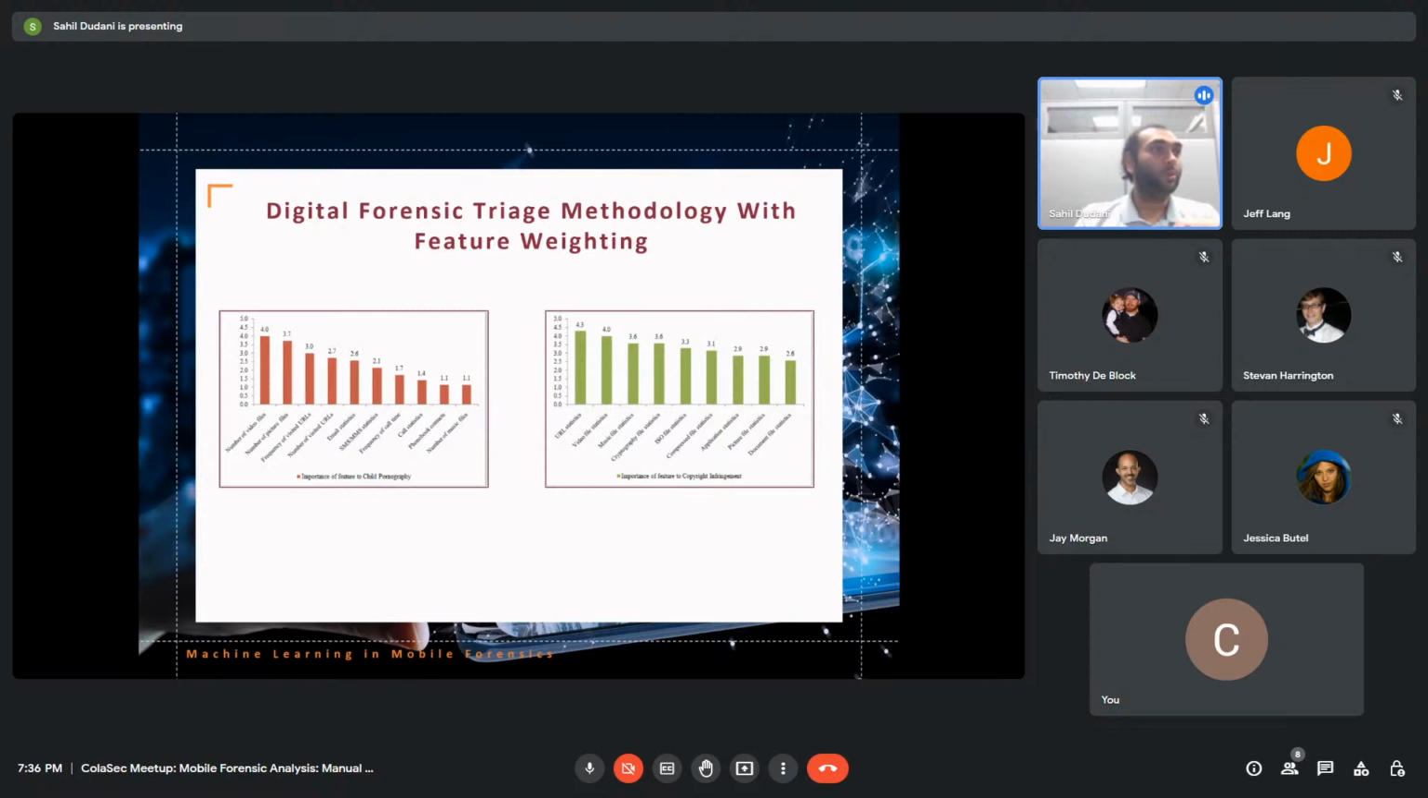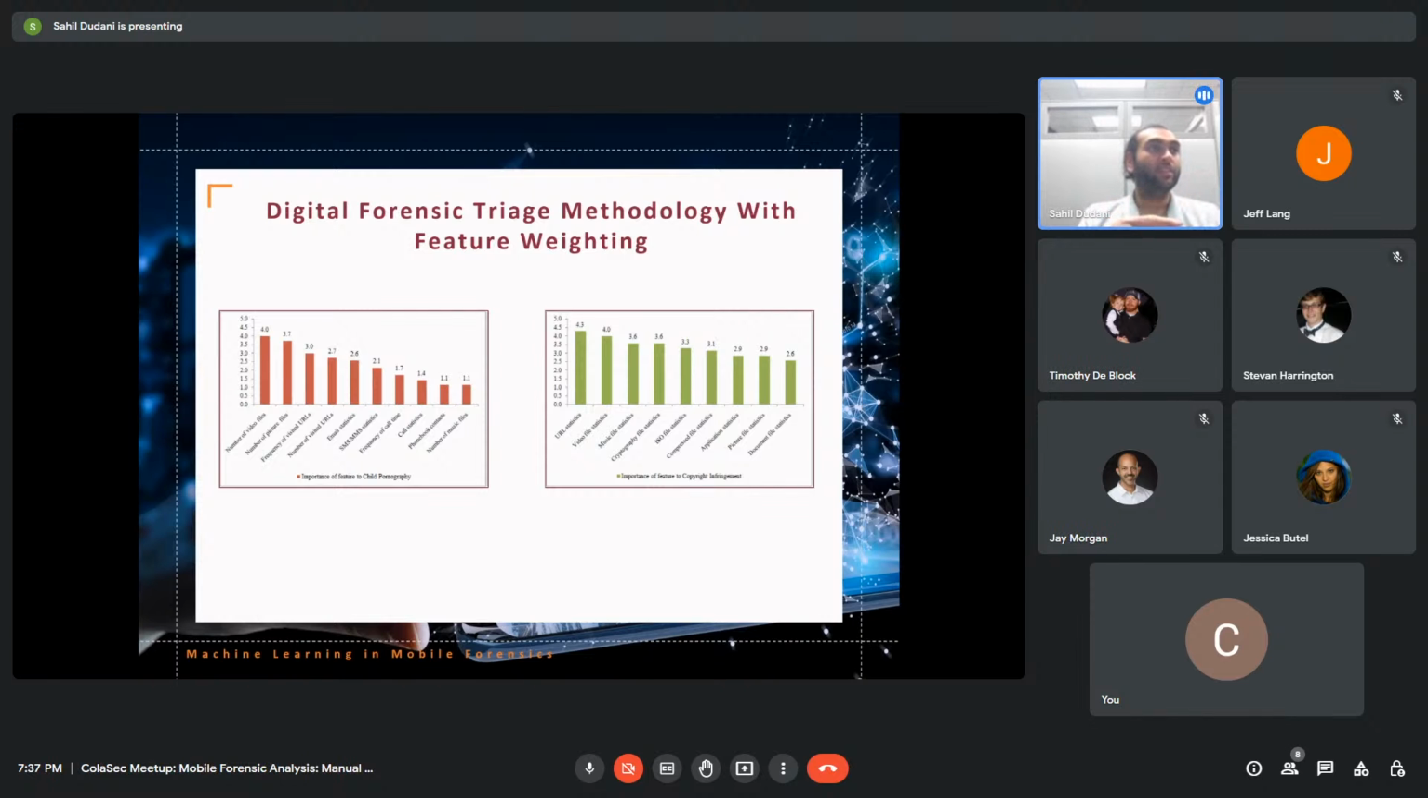If you look closely, in the case of child pornography, video files, picture files and URLs are the topmost priority in terms of features, whereas in the case of copyright infringement it's certain URL statistics, video statistics and music. So the importance of each one could be different and the order of importance could be different. The point here is that mobile forensics is very case specific sometimes.